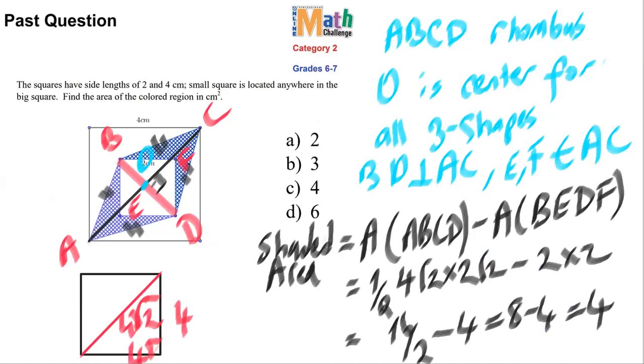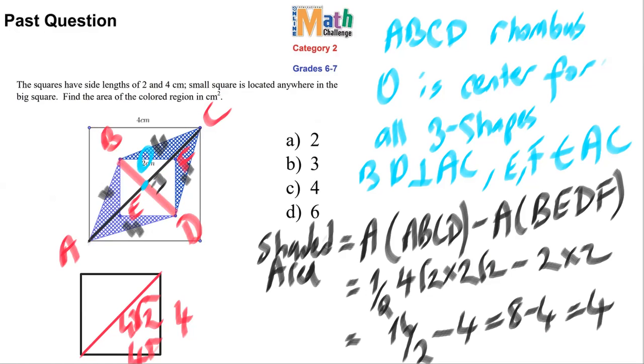The second question is related to the area of the shaded part. Here a square is given, and inside it another square is given, and something important is mentioned: the small square is located anywhere in the big square. This is good for us because if you change the place of this little square, the area doesn't change, so we can choose the best place for us. The best place is just in the middle.